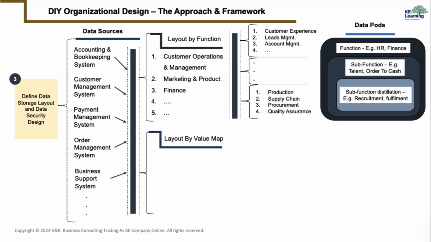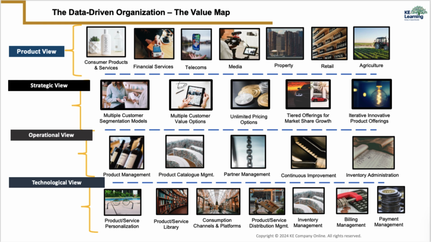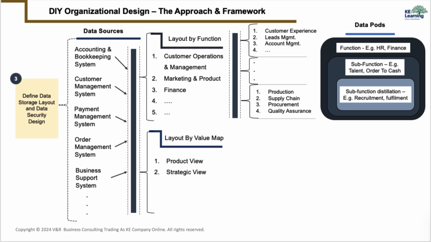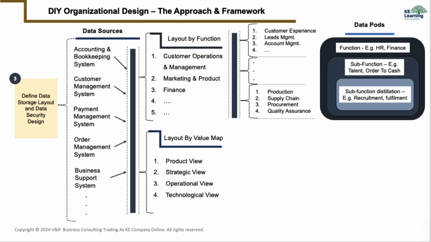The second manner that data storage can be laid out is according to the data-driven organization value map, which any organization can customize according to its own internal and external contextual factors. This approach requires that we start with the value map layer as the main overall data pod. So similar to the function-driven layout, just like each function would have its own main overall data pod in that approach, for this approach, each value map layer would have its own main overall data pod.